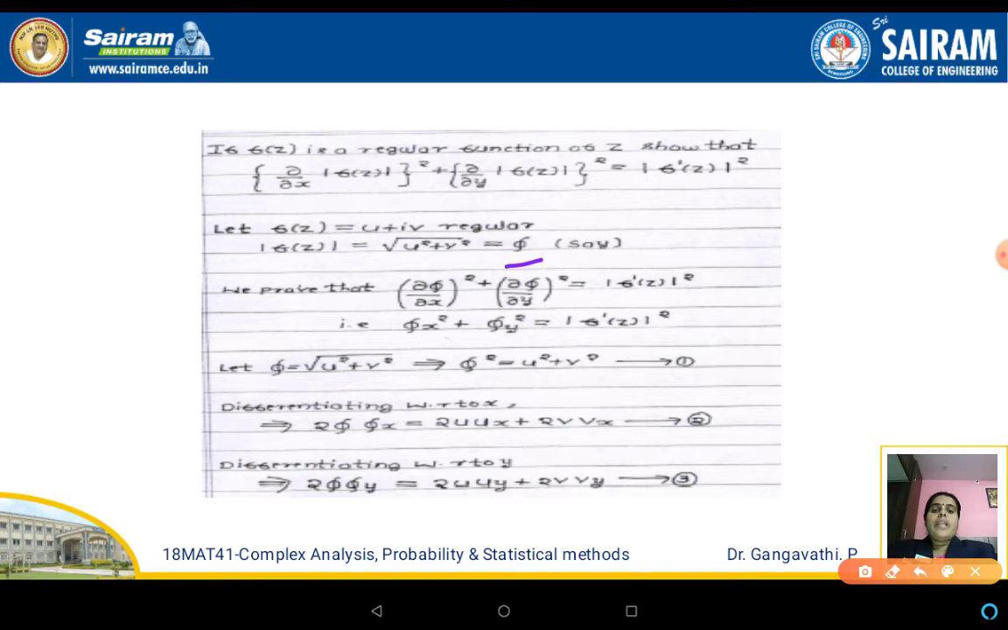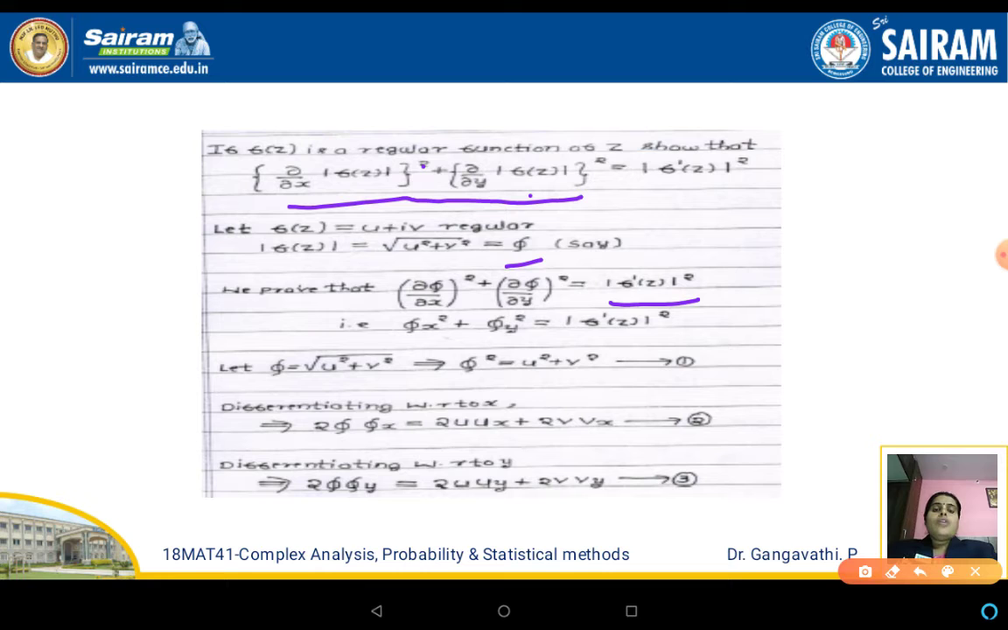So now let us consider dou phi by dou x the whole square and dou phi by dou y the whole square. Why have we considered this? Now observe your given equation. This is what you have to prove, and mod of f of z we have taken as phi. So dou phi by dou x the whole square and dou phi by dou y the whole square. Instead of modulus of f of z, we have just replaced it by phi. So this is what we are going to consider, and you have to prove the answer is mod of f dash of z whole square.